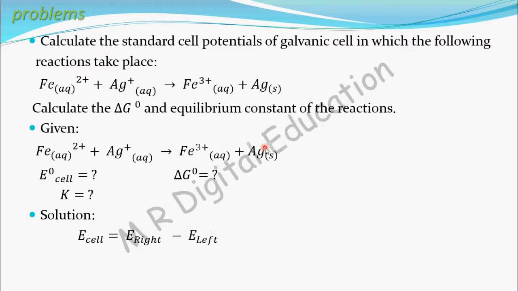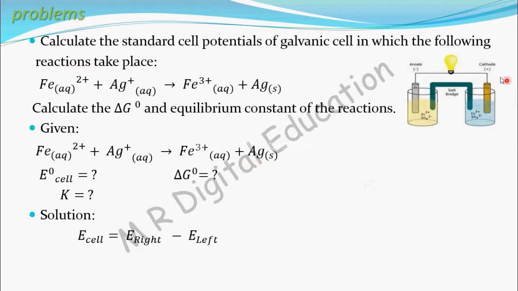See from this equation, you have to come to know which is undergoing oxidation and reduction, which will be on the right side and left side. Here, ferrous is undergoing oxidation. Fe2+ is converting into Fe3+, so it is undergoing oxidation. And silver is undergoing reduction. Ag+ is converting into Ag, so it is undergoing reduction. You know that in a galvanic cell, the reduction reaction is always the cathode, which will be on the right side, and the oxidation reaction will be the anode, which will be on the left side.